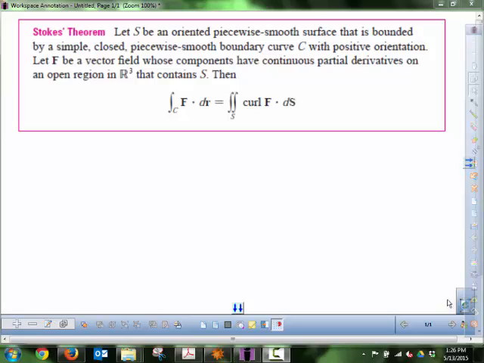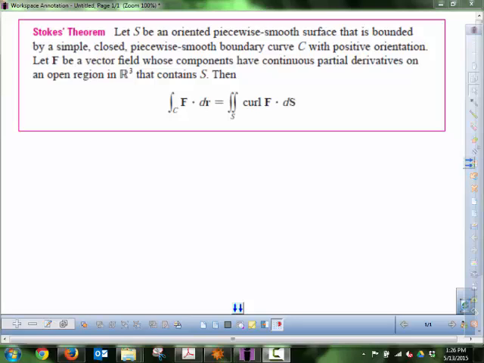Okay. So we have issues with that. So this next section relates the flux integral with, what's this on the other side? Can you tell? It's a line integral.